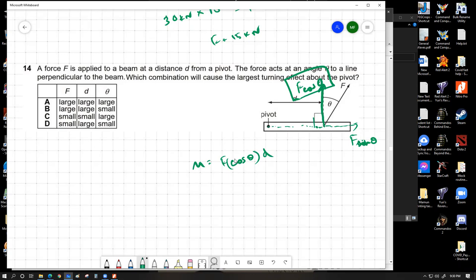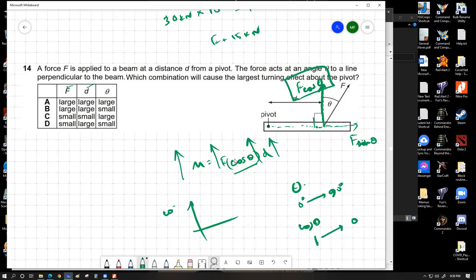The question says, which combination will cause the largest turning effect about the pivot? So if M has to be large, then F has to be large, cos theta has to be large, d has to be large. So you need F large, d large. Now the question doesn't give us cos theta, they only give us theta. Now you have to judge that for an acute angle, how does cos theta behave with theta? If you increase theta from 0 degrees to 90 degrees, cos theta changes from 1 to 0, the cos curve. So the smaller the theta value, the larger the cos theta value, and ultimately the larger the moment. So we want large F, large d, small theta.